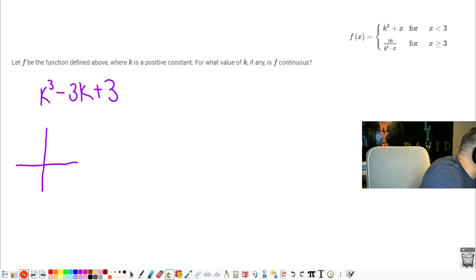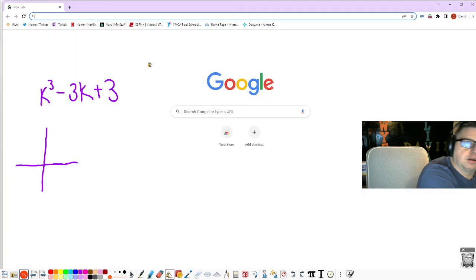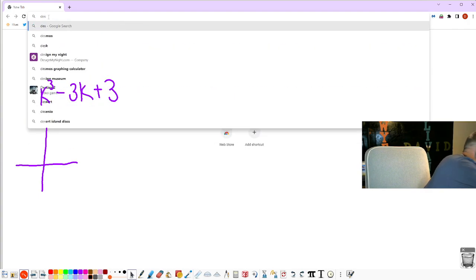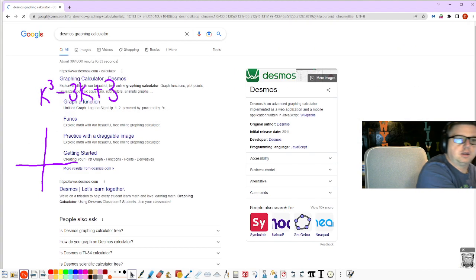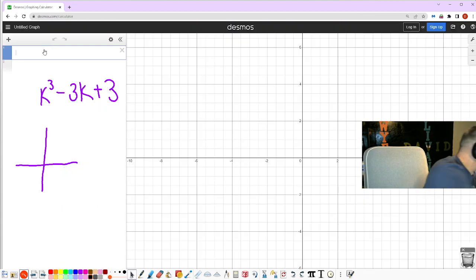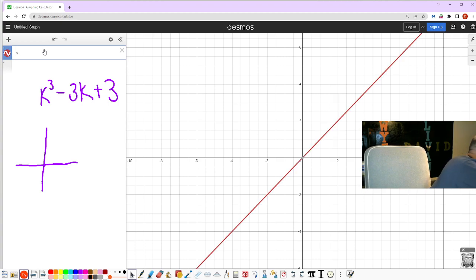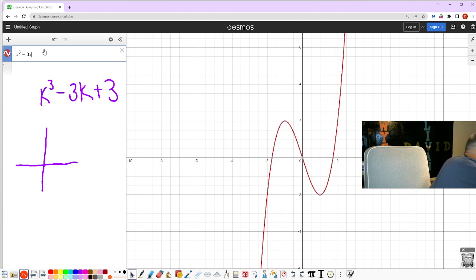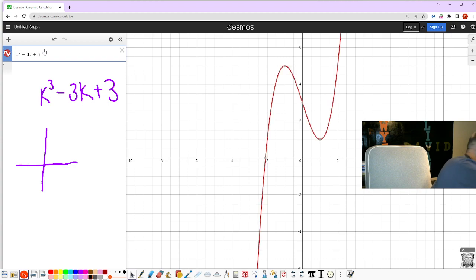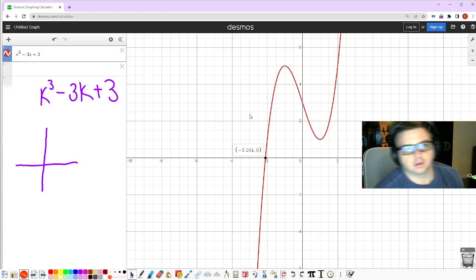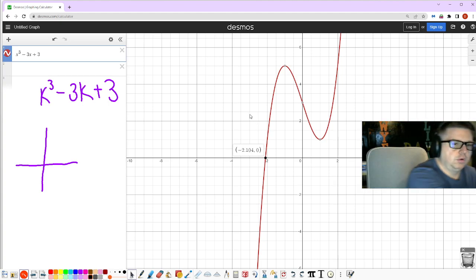So if that's the case, actually, let's just do this. Go to the Desmos calculator. We want x cubed minus 3x plus 3. And if we look, the only solution would be negative 2.14.